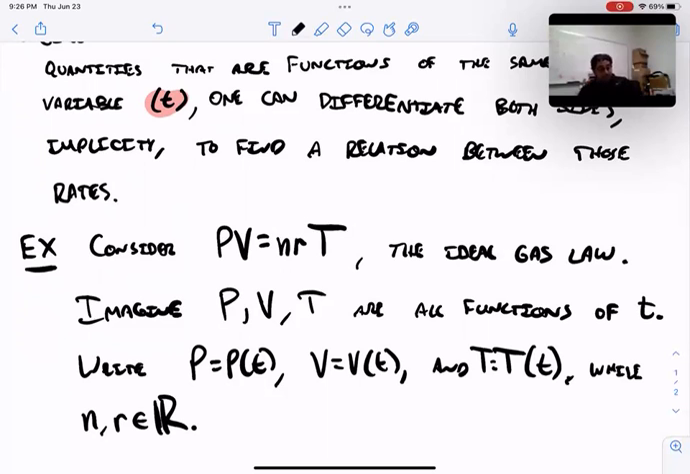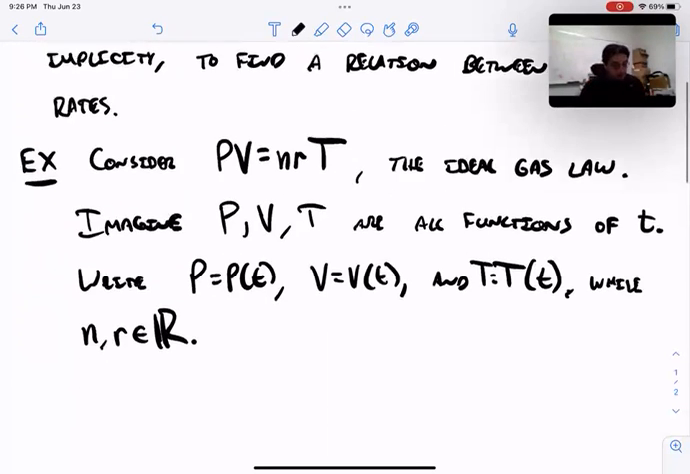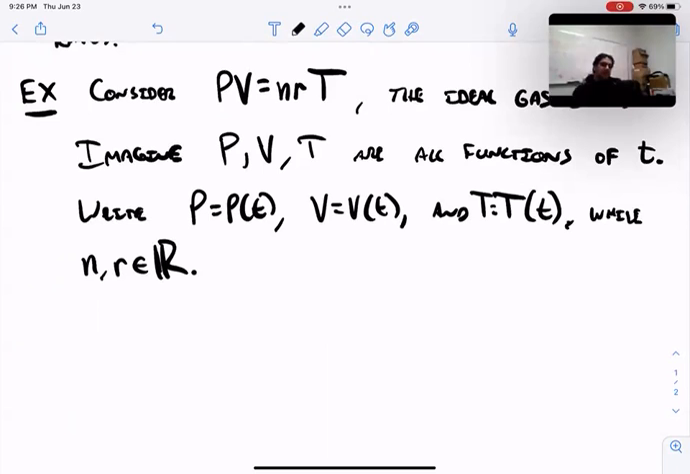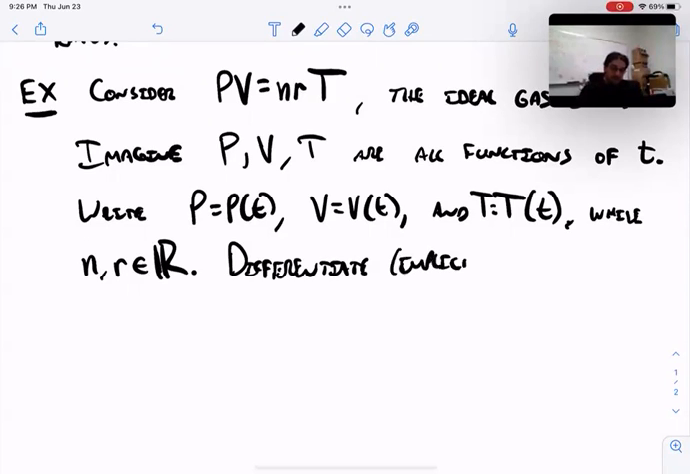So if you want, you could then ask, all right, well, I know how pressure, volume, and temperature are related. How then are the rates of change of temperature, volume, and pressure related? Well, I could differentiate both sides. Once again, implicitly, I don't have a formula like V of t equals t squared. That would be an explicit formula for V. I don't have that. I just have some equation, some relationship between these quantities. So I could differentiate implicitly, right? Do implicit differentiation and differentiate both sides with respect to t.